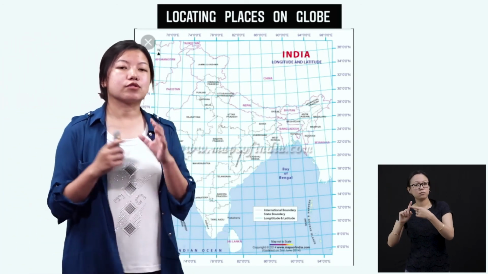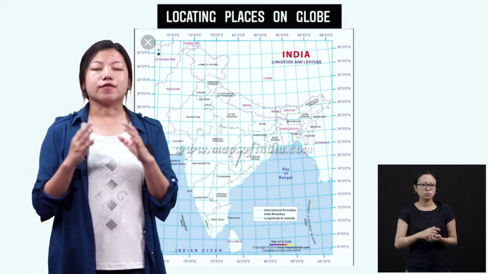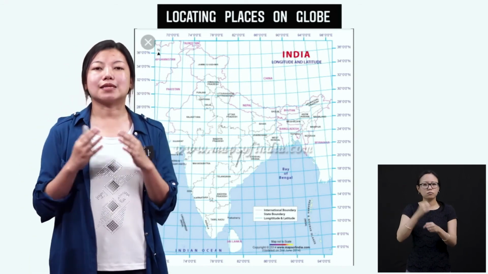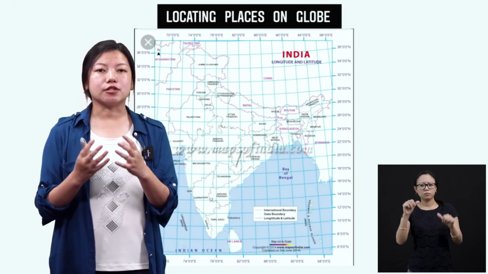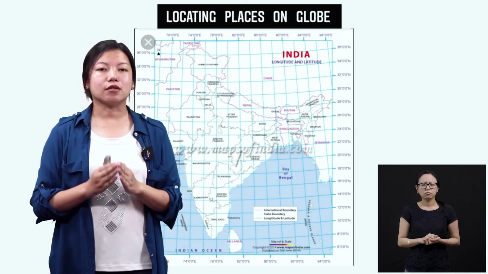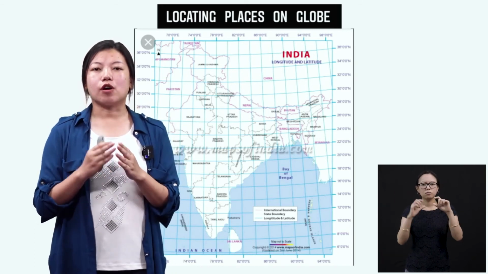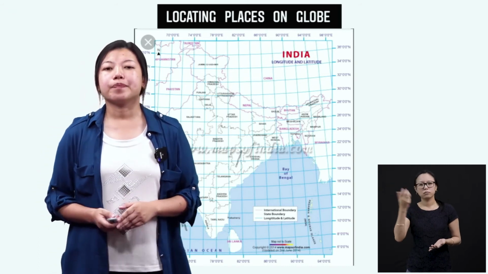So you can also try to find out on a globe if you have a globe, or if you have a textbook called the atlas where there are maps, where there are longitudes and latitudes. You can also try to go and find out the exact location with the help of longitudes and latitudes, okay?